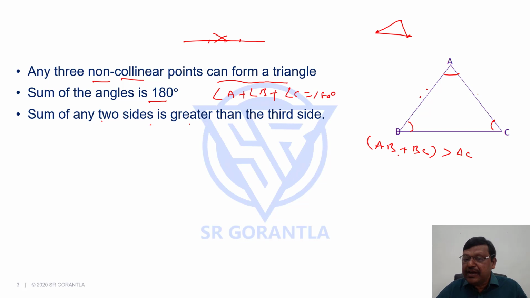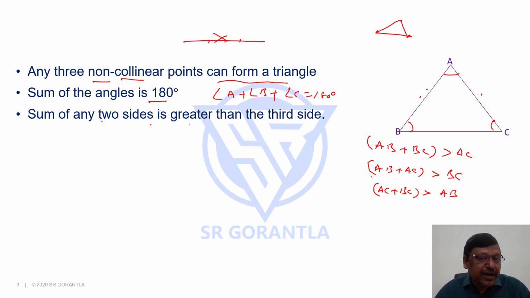Or if I take AB and AC, AB plus AC is greater than the third side BC. Or if I take AC and BC, AC plus BC is greater than AB. Any two sides is greater than the third side. This is a very important point that will be applied in questions that we solve in examinations.